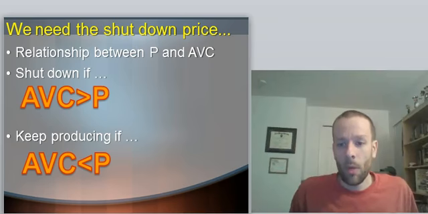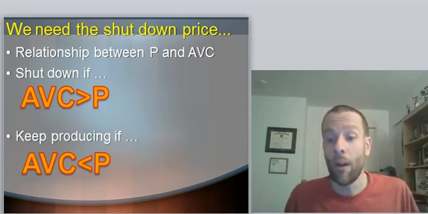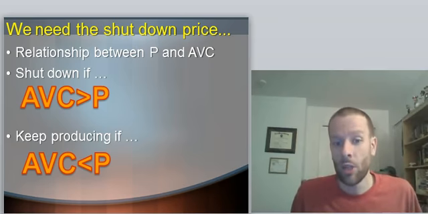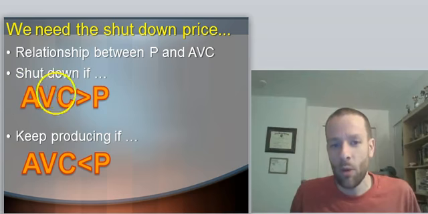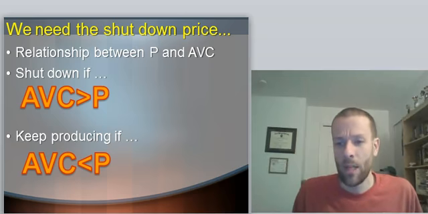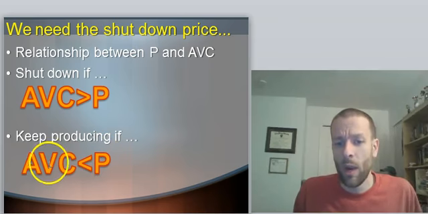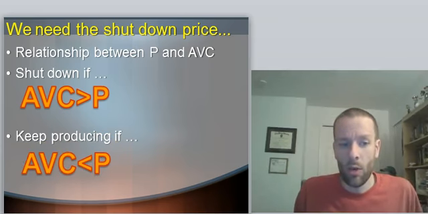And here's where we make our decision. If we aren't even making enough money at our current price to cover our average variable costs, then we need to shut down. So in other words, if our average variable costs are greater than our price charged, it doesn't make any sense to be open. We need to shut down. However, we could keep operating, keep producing, even if it's at a loss, as long as our price is greater than average variable cost.